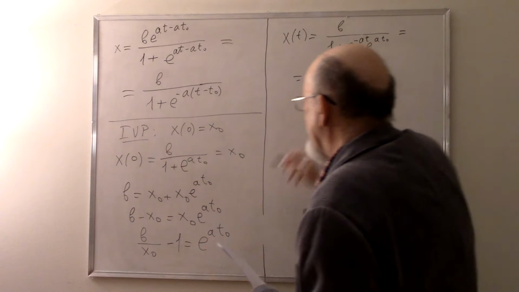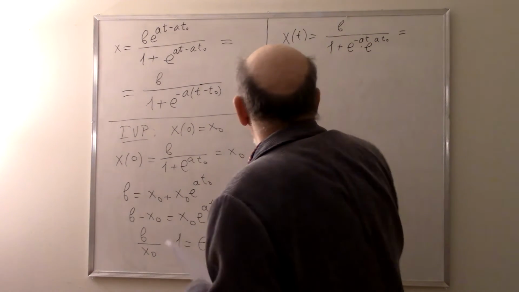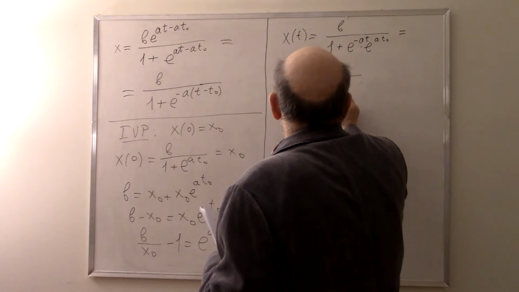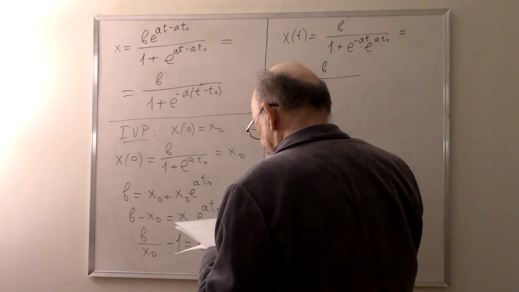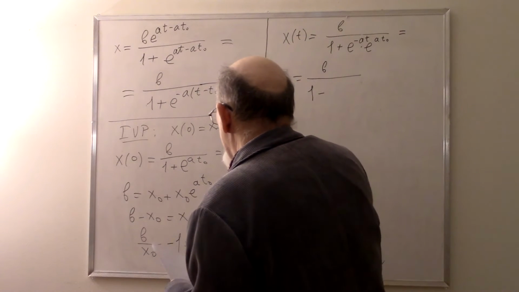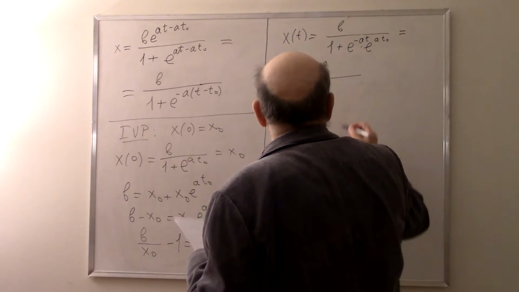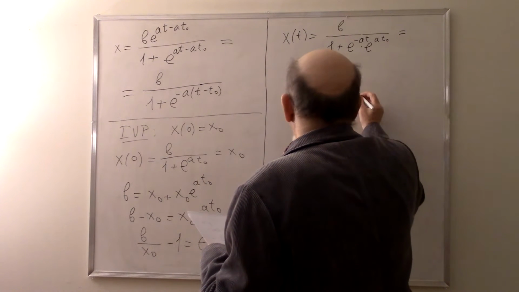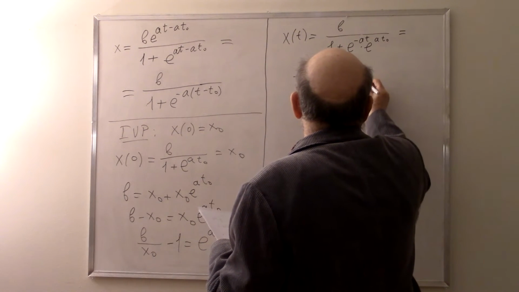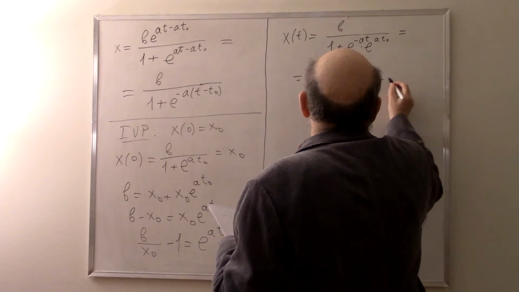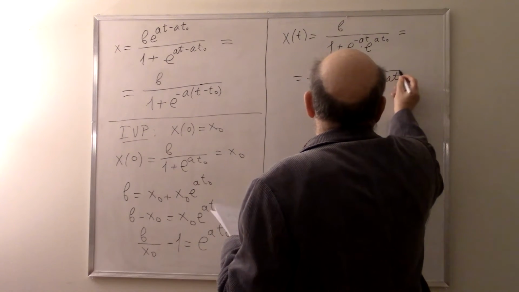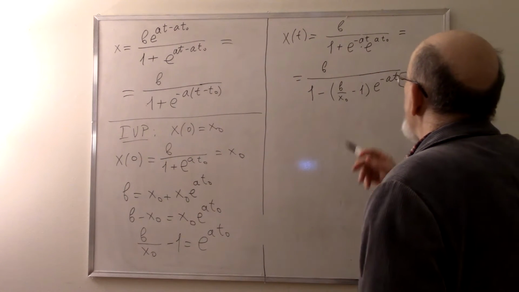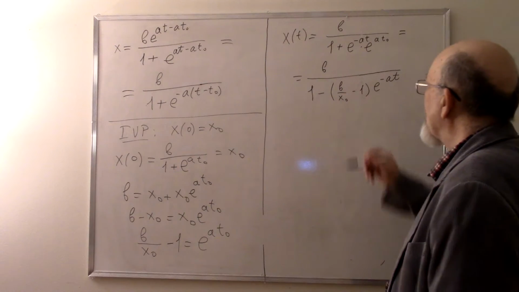e to the AT0, we know what it is. It is B divided by 1 minus B over x0 minus 1, times e to the minus AT. Yeah, so this is the solution.